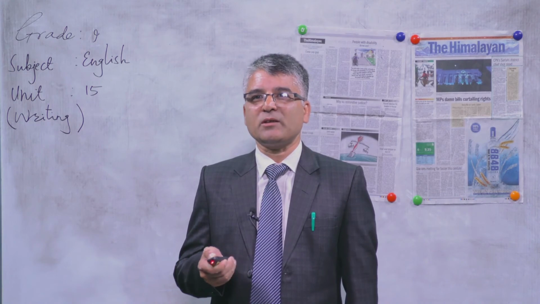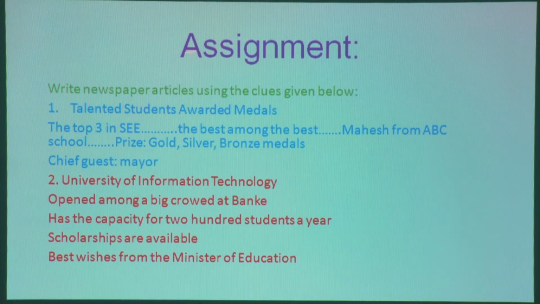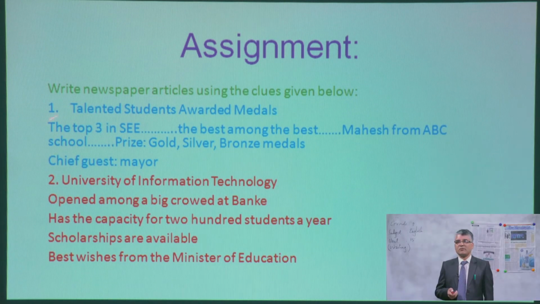So dear students, at home you should always think about all this content of a newspaper article and draft it yourself, just like in these clues. The first clue is talented students awarded medals. This is the main topic, right? So there are clues, just like the top 3 in SEE, you can extend the best among the best, you can extend names from ABC school, and the prizes are gold medals, bronze medals and silver medals also, and the chief guest will be the mayor.